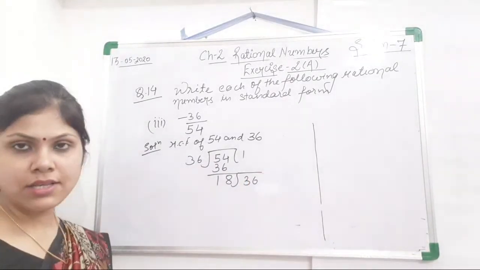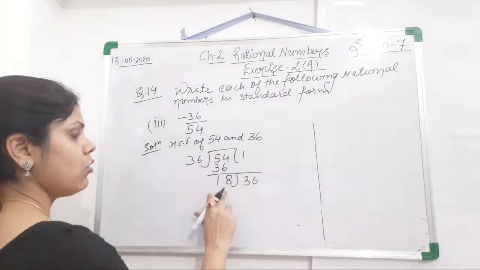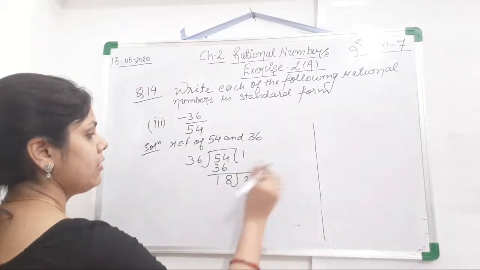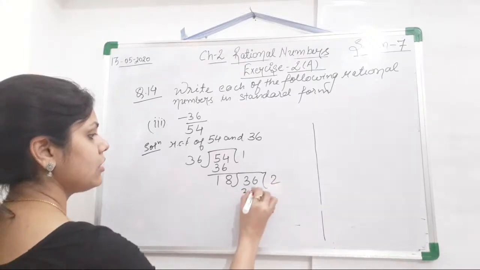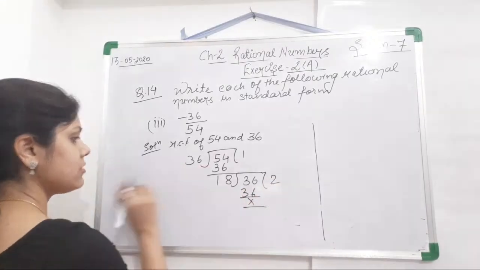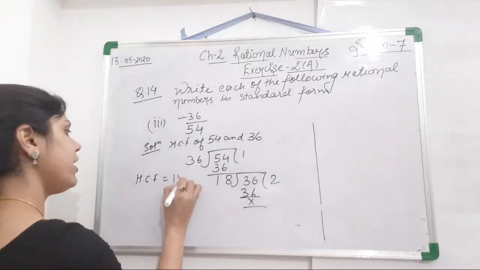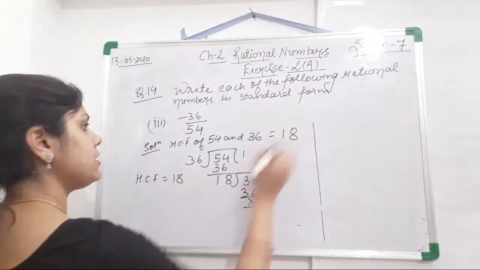54 minus 36 came as 18. Now the remainder came, so that means this will become the dividend. Then 18 2s are 36. You got the remainder as 0. That means the HCF will be equal to 18, or you can write here also 18.